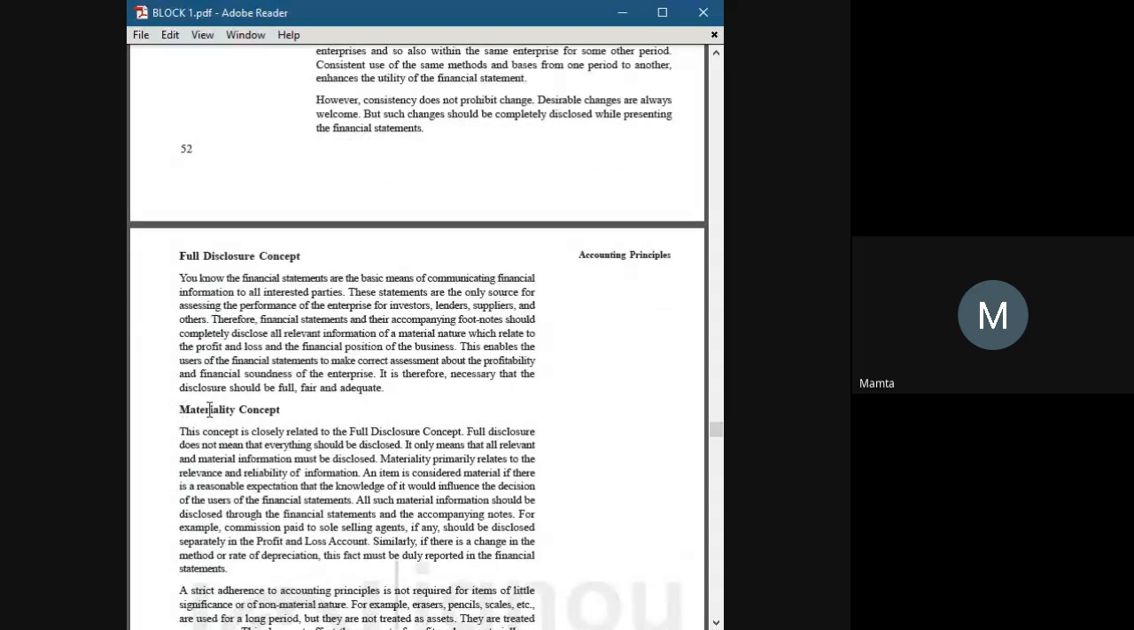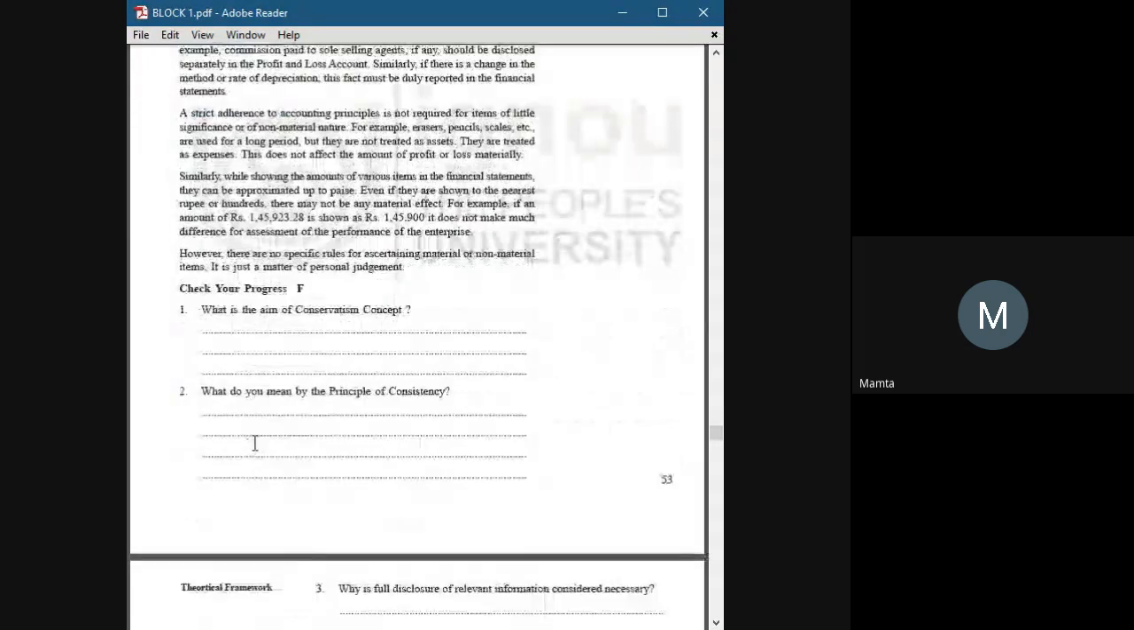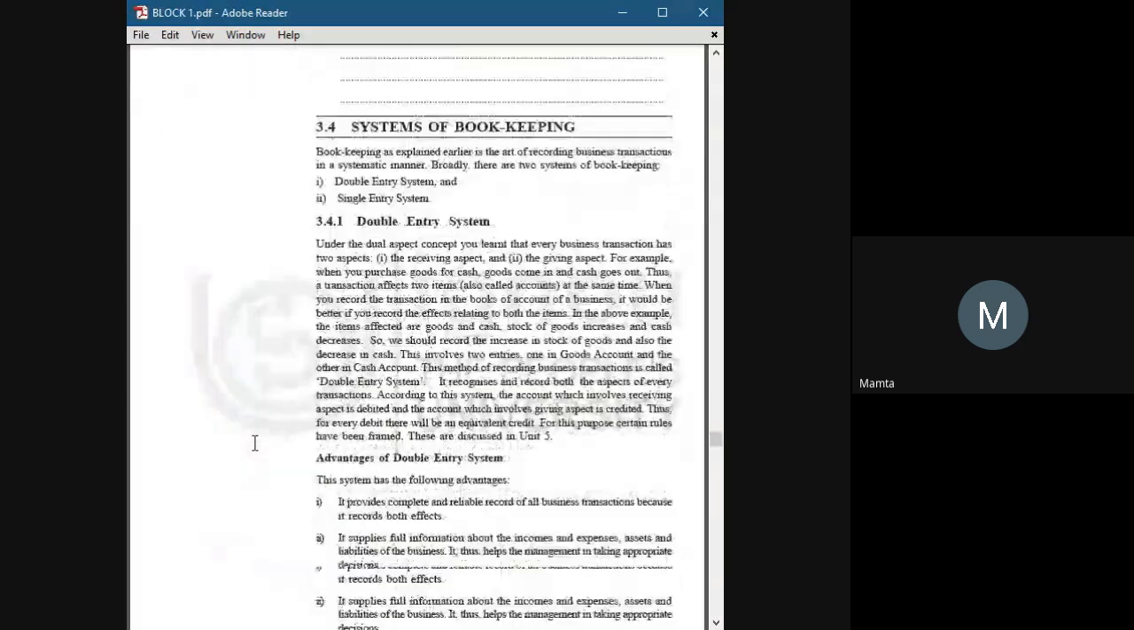And materiality concept, it is somehow similar to full disclosure concept. You have to give relevant, complete and full information about your business to someone. But this says that you should provide relevant, complete and full information to your investors, to your creditors, to the public, to the government. So these were the concepts on which accountancy runs.